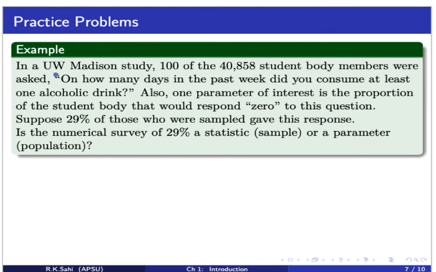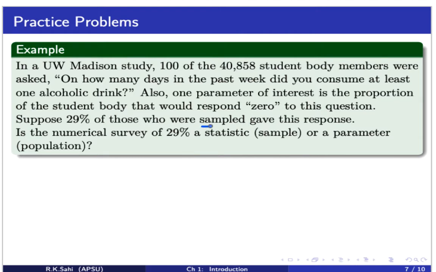In our University of Wisconsin-Madison study, 100 of the 40,858 student body members were asked, on how many days in the past week did you consume at least one alcoholic drink? Also, one parameter of interest is the proportion of student bodies that would respond 0 to this question. Now, suppose 29% of those who were sampled gave this response.